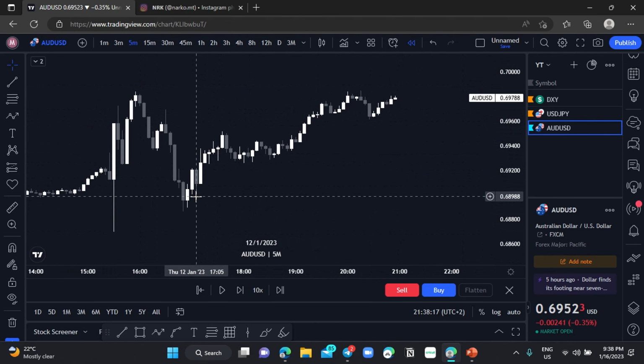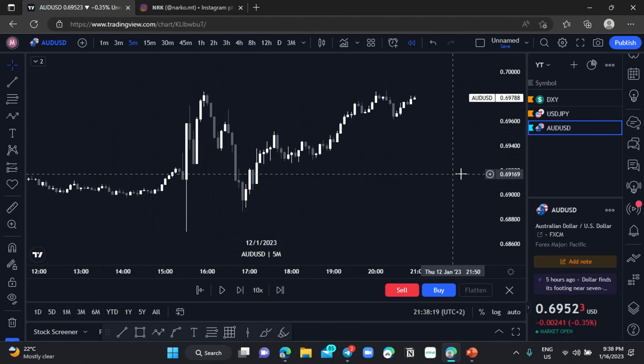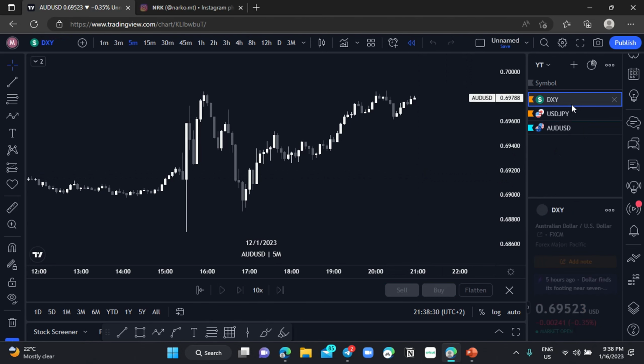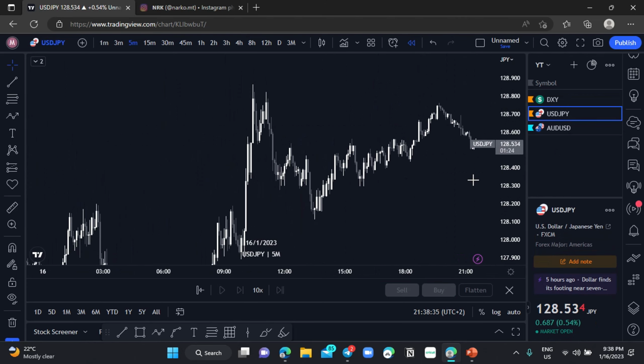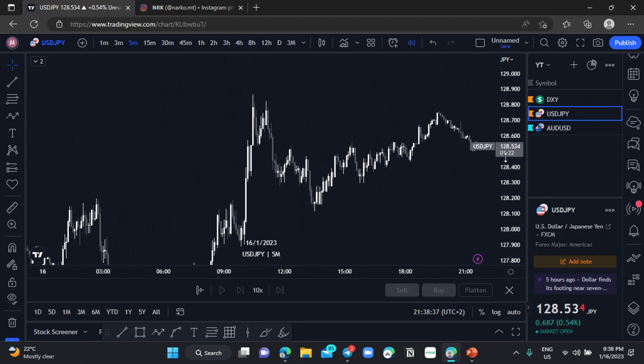You can see that the pairs that end with USD bought, and the dollar index sold first, also with the pairs that start with USD on the left side. And that's it for the video today, and that's how the dollar index correlates with the USD pairs.